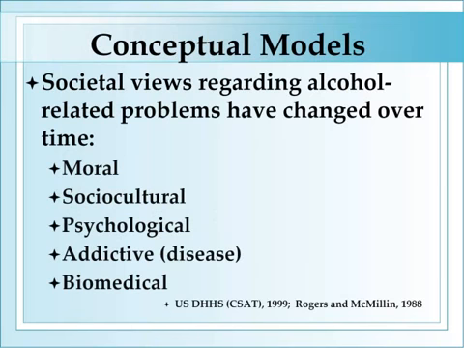If we look at the conceptual models, society has viewed alcohol-related problems differently over time. We can look at the moral concept: our personal choices are what cause our problems, or we're somehow being punished for our sins. Socioculturally, looking at social factors causing problems, the treatment would involve education and economic opportunity. Psychological model, looking at modeled behavior or poor skills causing our problems, so we'll need to teach coping skills. Looking at addiction as a disease, it is a progressive disease caused by biological, personality, or spiritual dysfunction. And finally, the biomedical model, where addiction is a brain disease with both genetic and environmental factors.